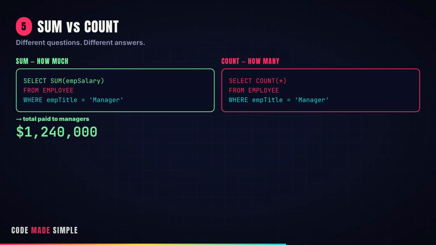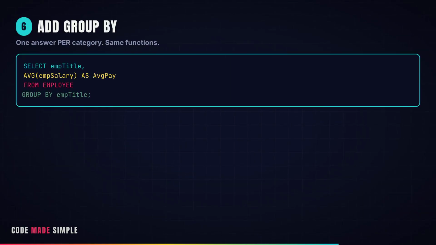Sum versus count. Don't mix them up. Sum totals the values in a column. How much are we paying all the managers? Count counts the rows. How many managers do we have? Different questions, different answers.